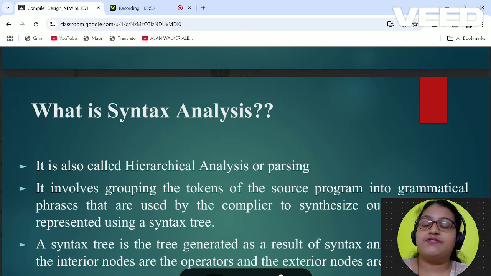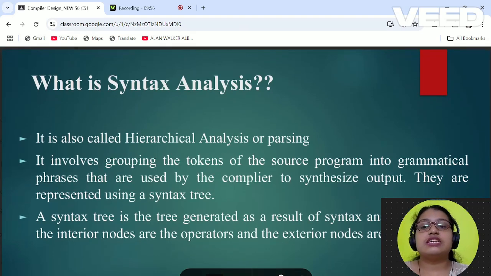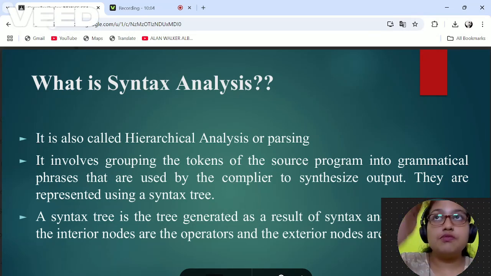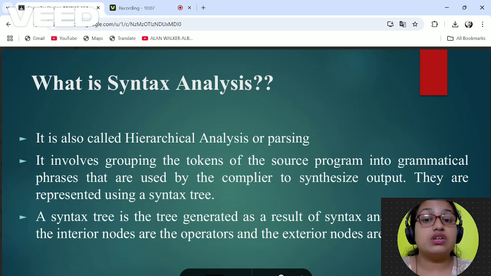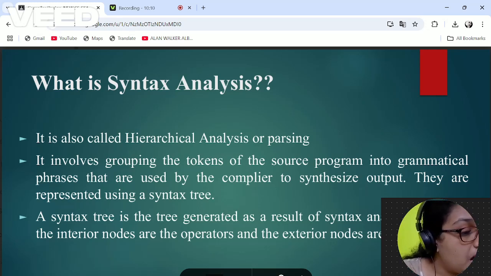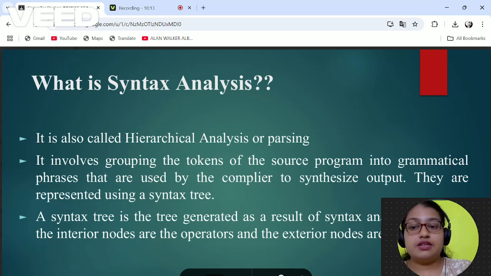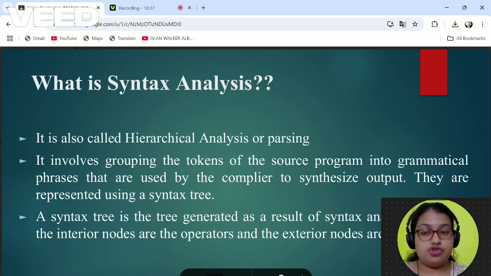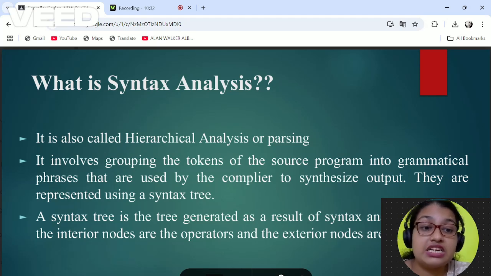Now moving on to the second phase, we have syntax analysis. Syntax analysis, I can also call it hierarchical analysis or parsing, because in syntax analysis it is moving in a hierarchical format. Here we have already grouped the tokens. So now what will we do? We'll group the tokens of the source program into grammatical phrases, because we need to synthesize the compiler to get the output, right? So for that purpose, we are grouping the tokens of the source program into grammatical phrases.